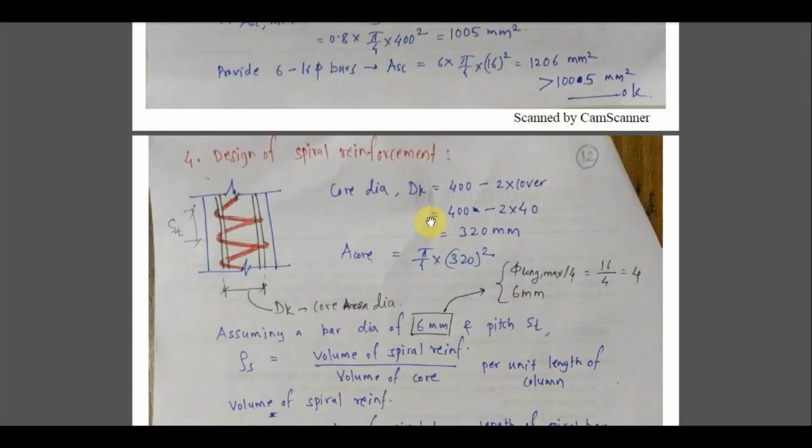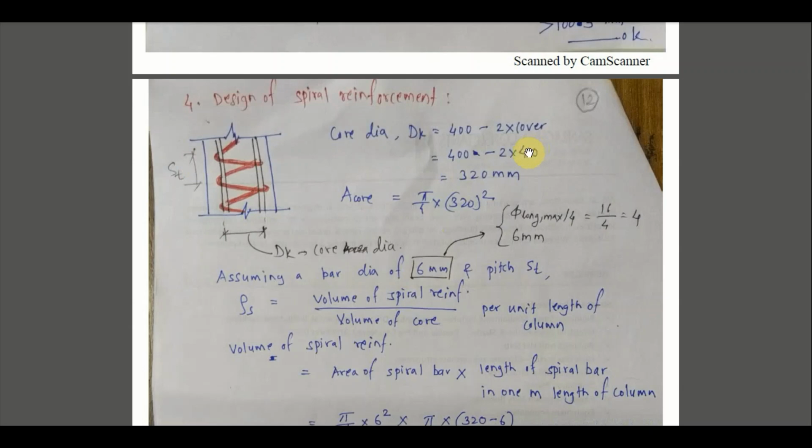Now design of spiral reinforcement. So for that we have to find core diameter denoted by dk. So core diameter is जो भी कवर है वो दोनों साइड से हमें माइनस करना है। कवर छोड़ के जितना भी अंदर पार्ट है दैट इज कोर। सो 400 mm माइनस 2 टाइम्स कवर, दोनों साइड से, दिस साइड एज वेल एज दिस साइड। So 400 minus 2 times 40, so it comes out to be 320 mm. Area of core ये लगेगा हमें, so pi by 4, 320 square.